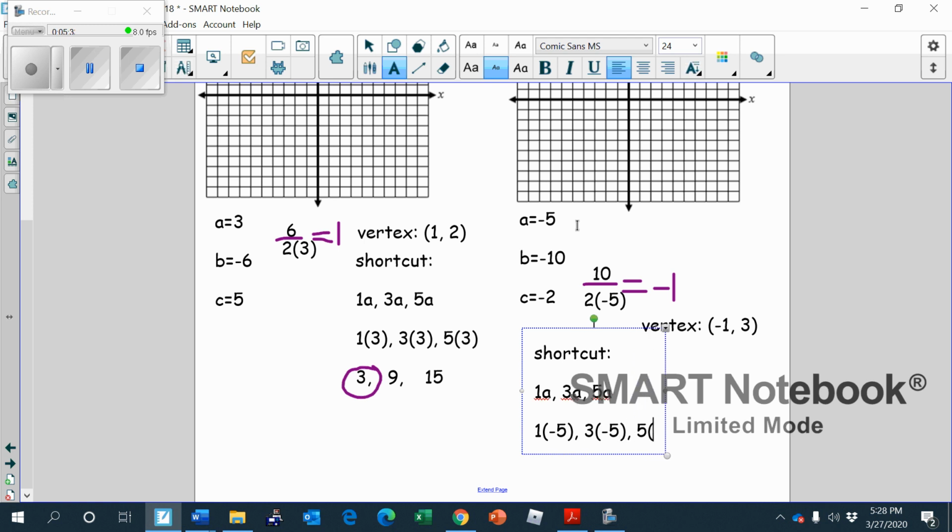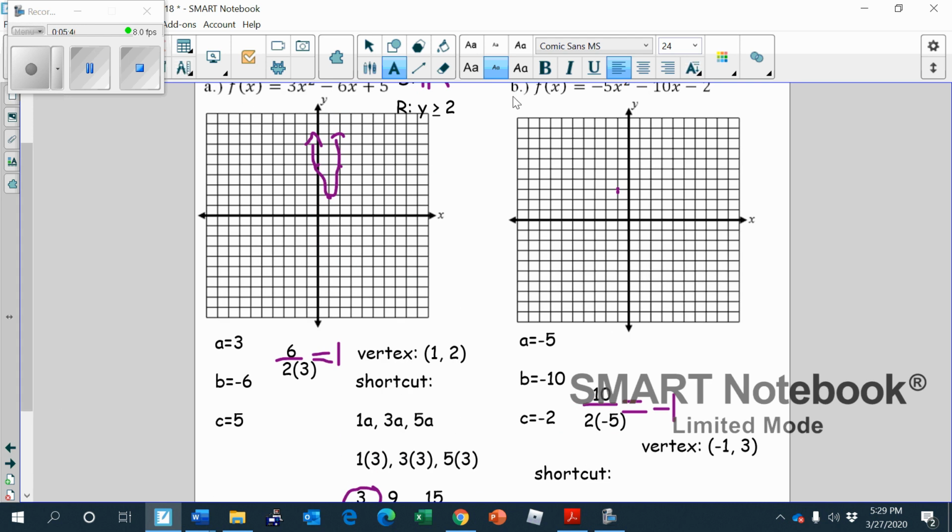And 5, -5. Okay, so we get -5, -15, and -25. Of course, we're not graphing those. We're just going to graph the -5 because that's what's going to fit on our graph. So from that vertex, we go down 5 because -5: 1, 2, 3, 4, 5, to the right 1.